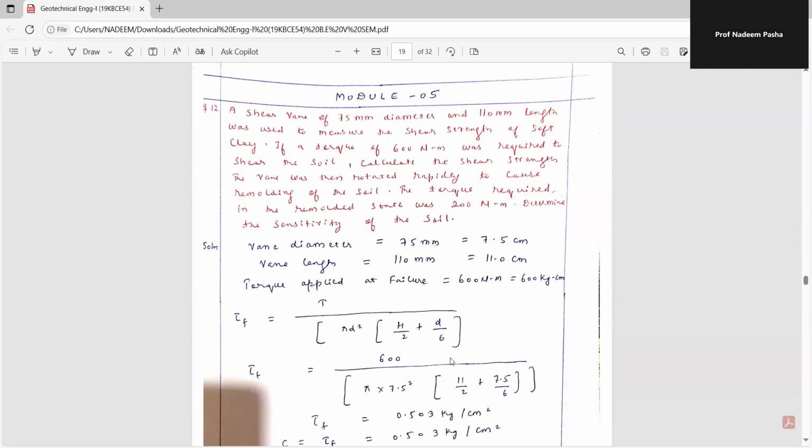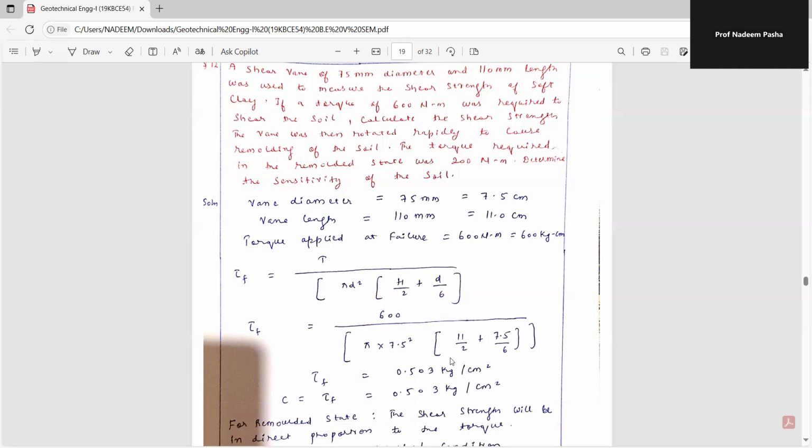So your T is equal to pi d square into [h by 2 plus d by 6] times c. T is 600. Pi into d square, 7.5 square. H is 11. H by 2 plus 7.5 by 6. So it comes out to be 0.503 kg per centimeter square. And similarly, c comes out to be 0.403. Both correct.